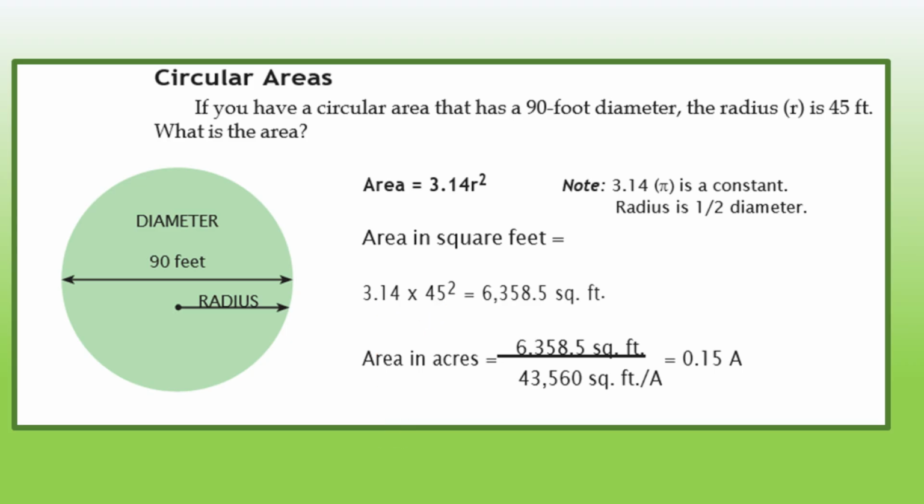Our final calculation, looking at this circular area, is going to be calculating the area in acres. We're going to take what we have in square feet, 6,358.5 square feet, and divide it by the square footage in an acre, which again is 43,560 square feet, for a total of 0.15 acres, or 15/100ths of 1 acre.